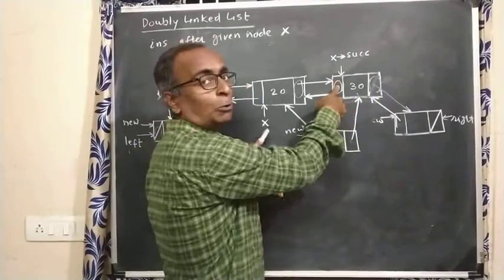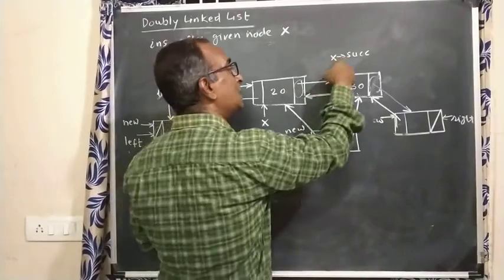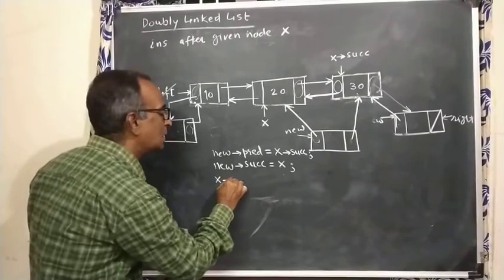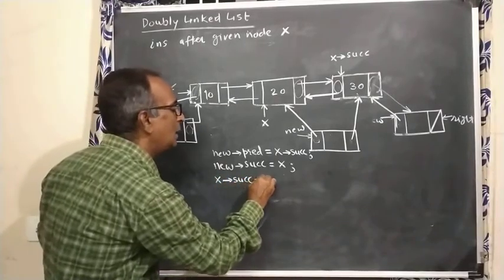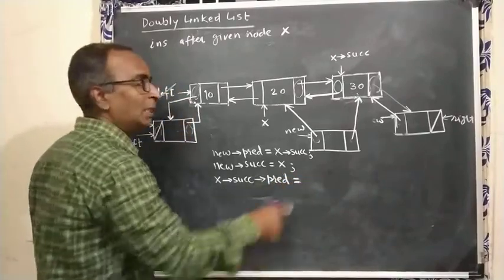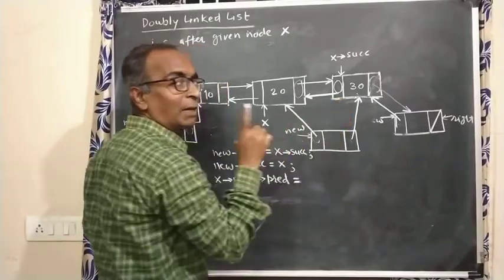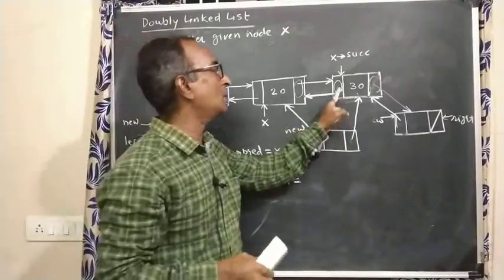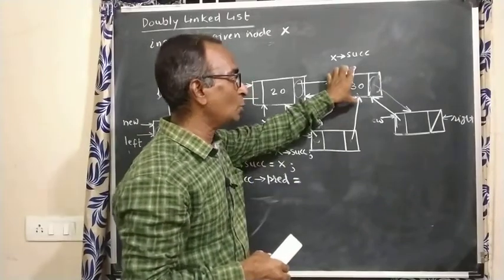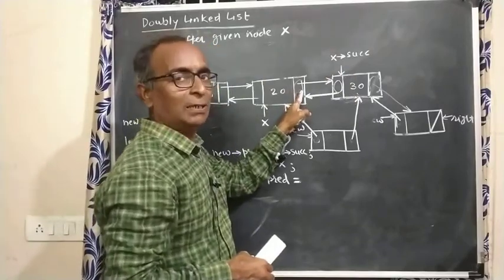This field you want to access. What is this field? Predecessor. X's successor, its predecessor you are accessing. This node's address is in X's successor. Why do we require this node's address? Because we are accessing this field. So for accessing this field, you should know this node's address. This node's address is X's successor because it is here.